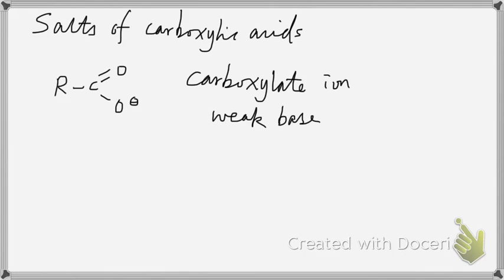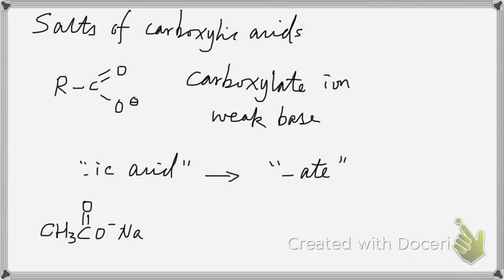Now we will take a look at the salts of carboxylic acids. When the proton is removed from a carboxylic acid, the anion is formed, and we call it the carboxylate ion. Carboxylate ions will be weak bases because the acid is relatively strong. And when we name a carboxylate ion, we just change the -ic acid ending in the name of the carboxylic acid to -ate.